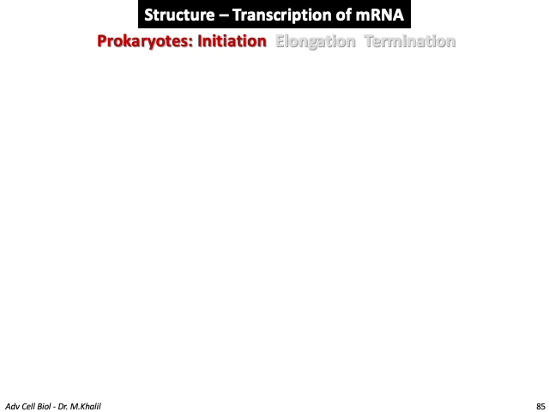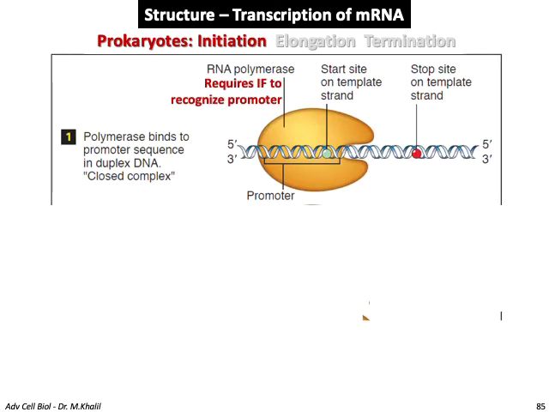So let's start with the initiation phase of the prokaryotic transcription. At the beginning, the DNA is closed. The green spot is the start site, the red spot is the stop site, and of course upstream of the start site, there is a promoter region. The RNA polymerase requires initiation factors to recognize a promoter. Once it recognizes the promoter, it is ready. And this structure is called the closed complex. Why closed complex? Because the DNA is still closed.